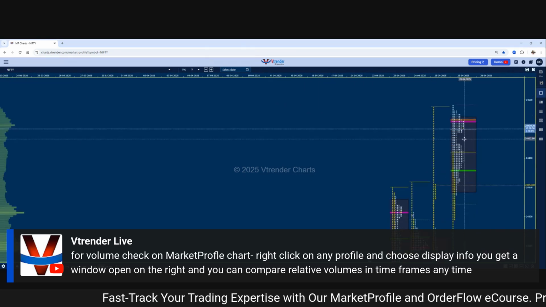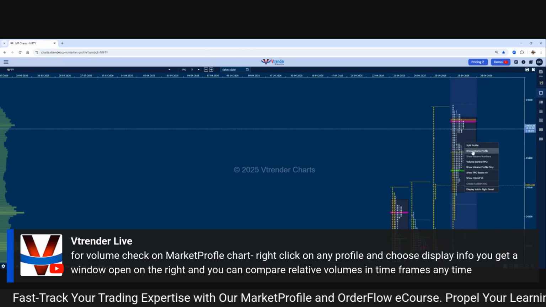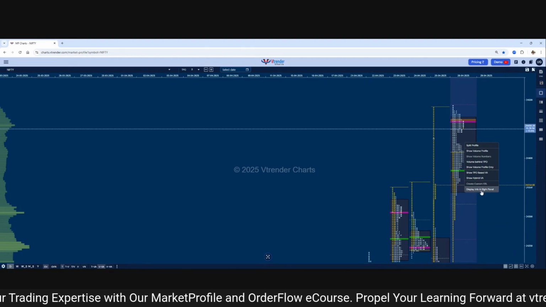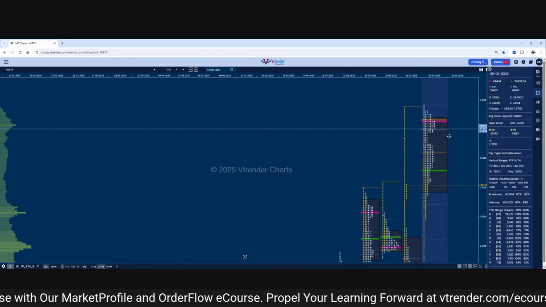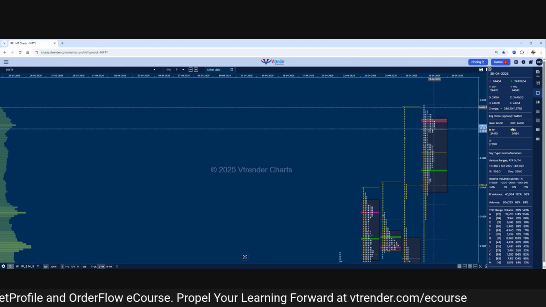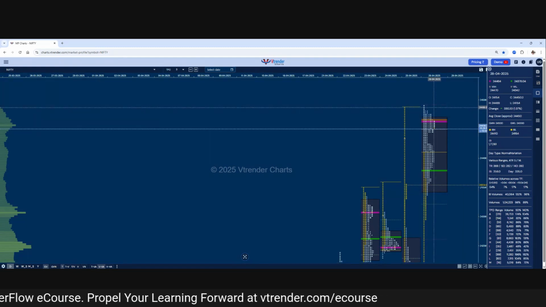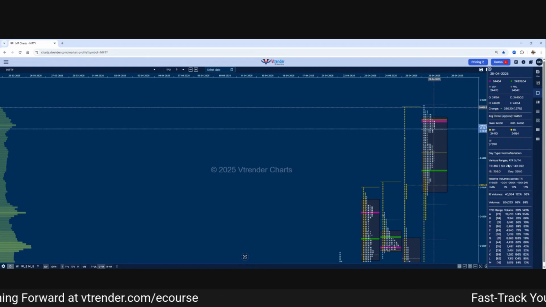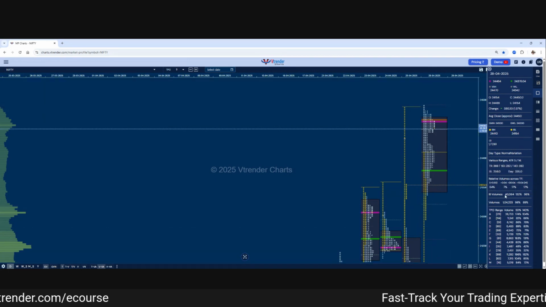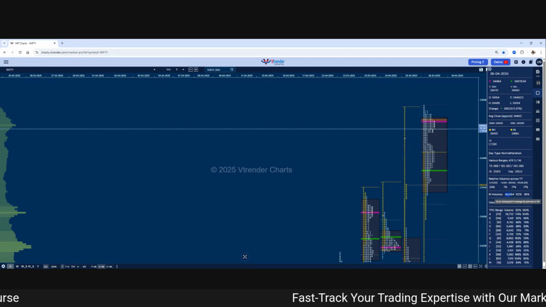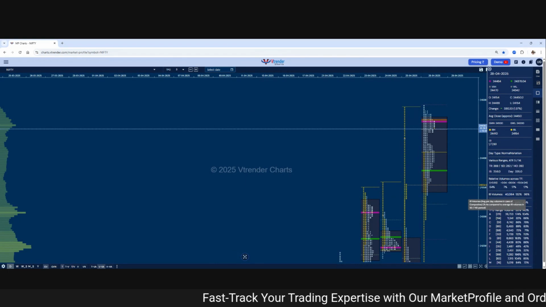Yes, we have the live info box which is there. You can just click on the profile, display info panel, and you have all the volumes marked in this panel. You have the initial balance high, initial balance low. You have the volumes which have come in the initial balance. You have the ATR. IB volumes are 40,000 contracts. You can see they are above average or below average.